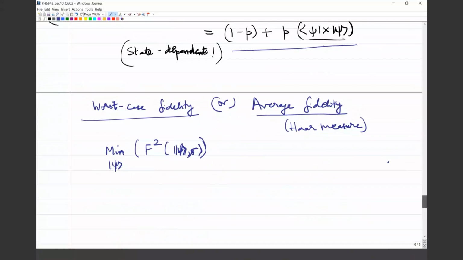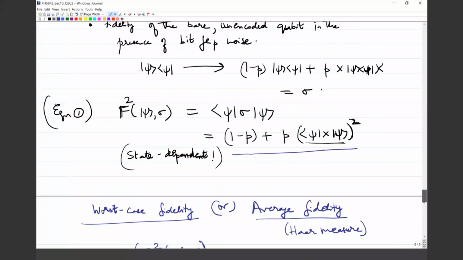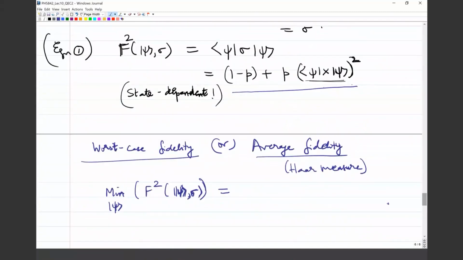So what would be the worst case fidelity in the case of this single qubit bit flip channel? Can you tell me what is the worst case fidelity here? If you minimize over all psi, what do you get? So the psi dependence is only in the second term. And what is the smallest value the second term can take? 0, exactly. So this is just 1 minus p indeed. So this is the worst case fidelity for the unencoded qubit.